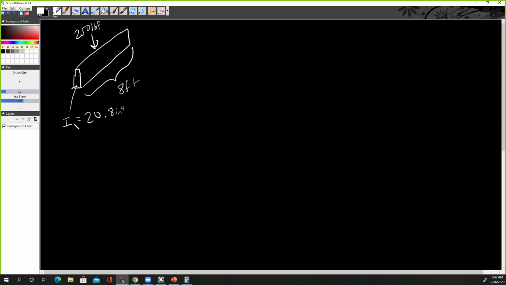And then what else do they give you? Oh, and the E of this material, because it's Douglas fir, is 1.8 million, 1,800,000. And I think that's all they gave you, yeah. But the equation is this: delta max. Delta means change in max, so this is just how much it's going to bend, and that's equal to the force times the length cubed divided by 48. That number always stays the same. Divided by 48 E times I.